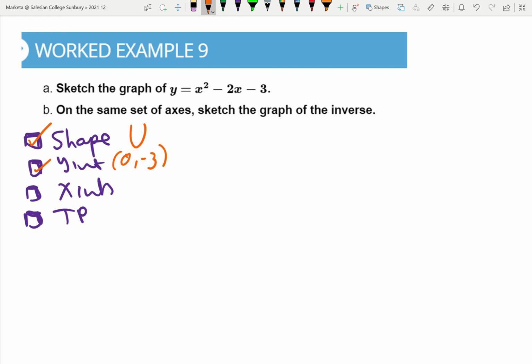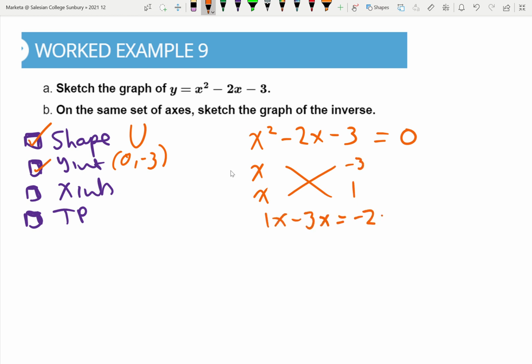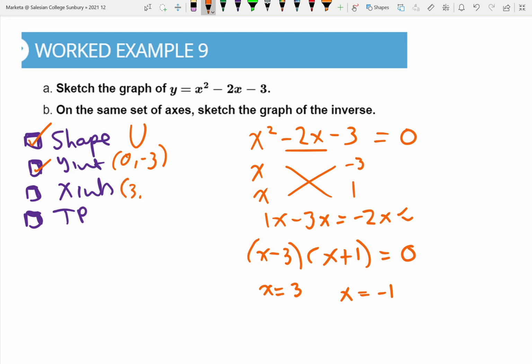X-intercepts, looks like it's a fairly straightforward one. Let's cross-multiply that. Of course, y equals 0 for the x-intercept. X times x and -3 times 1. So 1x minus 3x equals -2x. Yes, that's the middle term. So in the brackets goes x minus 3 and x plus 1 equals 0. So that would mean x equals 3 and x equals -1. So we have x-intercepts at 3 and at -1.